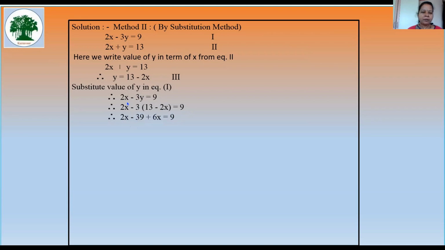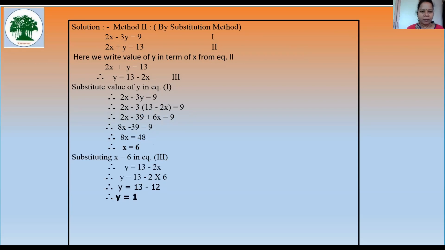After solving the bracket, 2x as it is, minus 3 into 13, 39, minus minus plus 3 into 2, 6x is equal to 9. That is 8x minus 39 is equal to 9, 8x is equal to 48. Therefore, x is equal to 6. Now substitute x is equal to 6 in equation 3. The third equation is y is equal to 13 minus 2x. So y is equal to 13 minus 2 into 6. We replace x with the value 6. So y is equal to 1.